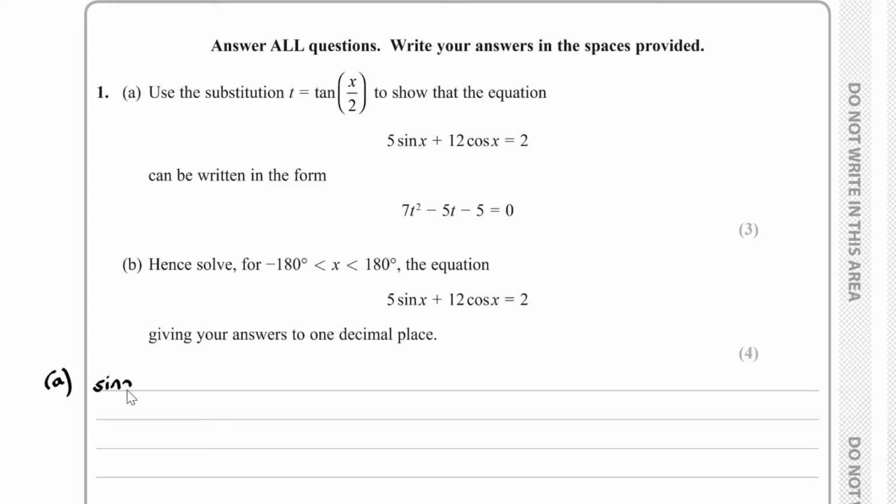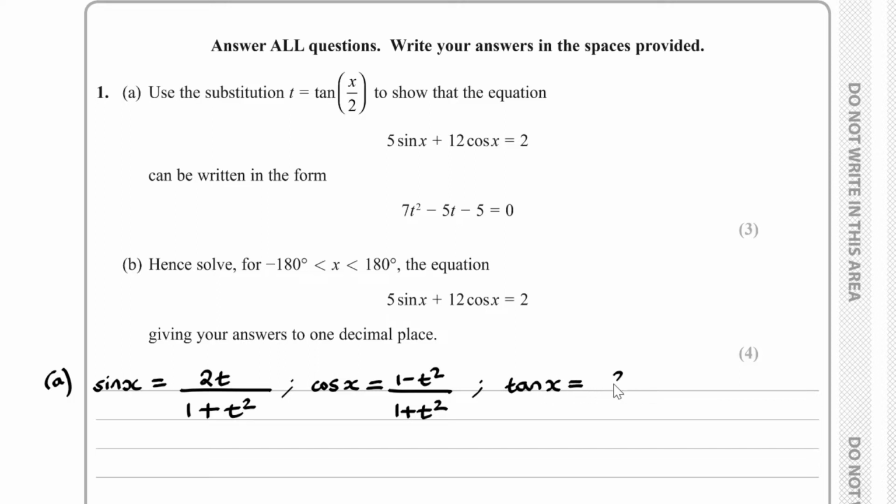Sin x is equal to 2t over 1 plus t squared. Let's just write this down. So we have 1 plus t squared. Cos x is equal to 1 minus t squared over 1 plus t squared, and tan x is equal to 2t over 1 minus t squared. Okay, so these here are results which you should be familiar with.